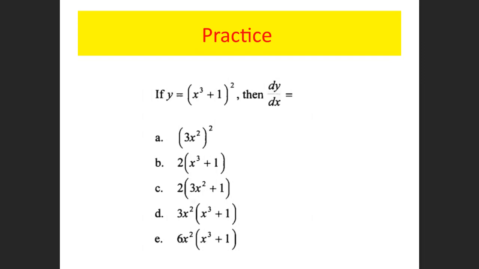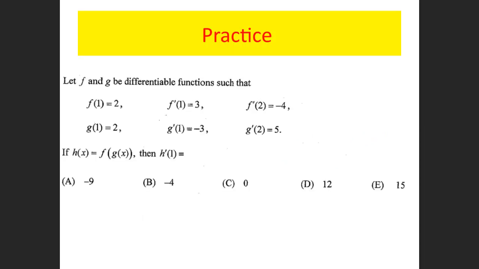Letter E. Okay, so if I was going to do this problem, I'm going to just bring the 2 down, leave the middle alone to the first power, times the derivative of the middle. Well, that's going to be 3x squared. I'm going to multiply the 2 and the 3x squared, so that gives me 6x squared times x to the third plus 1. So letter E is absolutely correct. And I think we only have one slide left today.